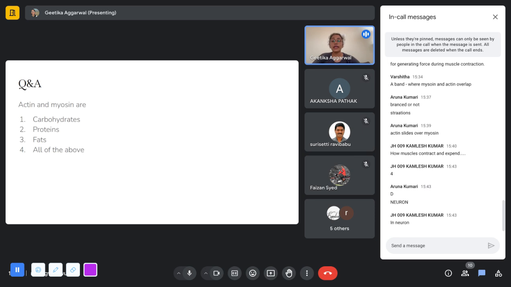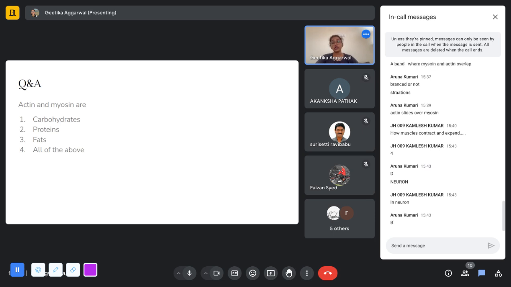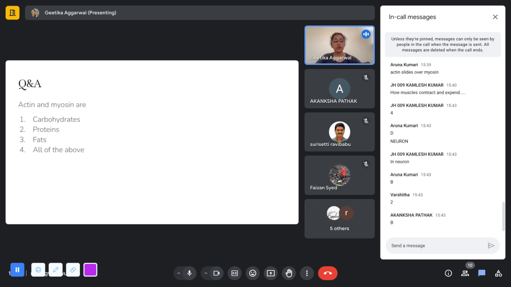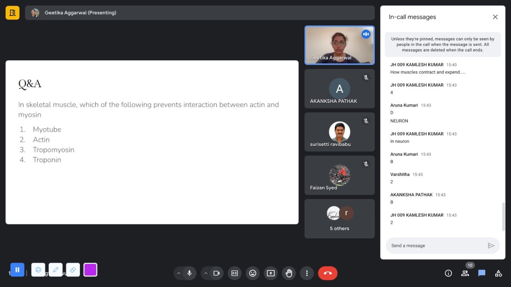Moving on to the next one, actin myosin are what kind of compounds or molecules? What are actin and myosin? Are they carbohydrates? Are they proteins? Are they fats? What are they? B, proteins. Correct. So actin and myosin form in the category of proteins.